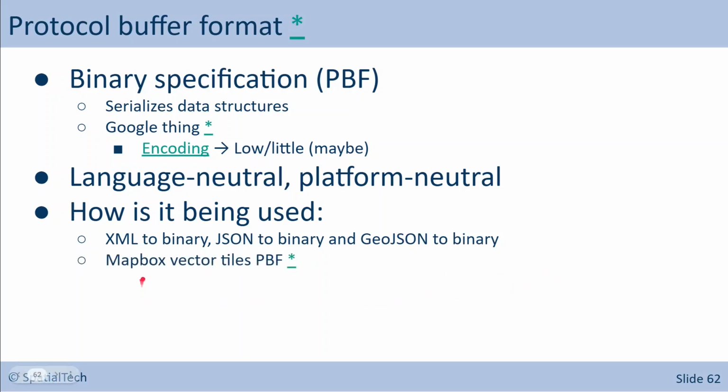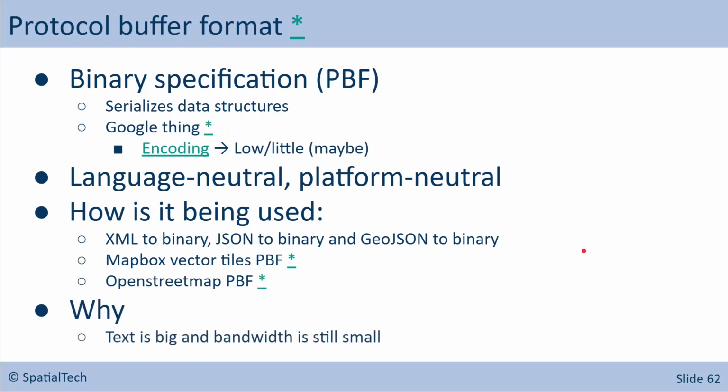Mapbox vector tiles, they show you how they make them. They show you the JSON, but when it's moving from the servers to the client, it's done in protocol buffer format. So you quickly take that JSON and flip it into binary so that it doesn't take up as much bandwidth, and their maps are faster. OpenStreetMap has the same option. So why? Text is big and bandwidth is still small. Are we needlessly burning bandwidth when we don't need to? We're burning up all this bandwidth when we don't actually need to be doing that at all.